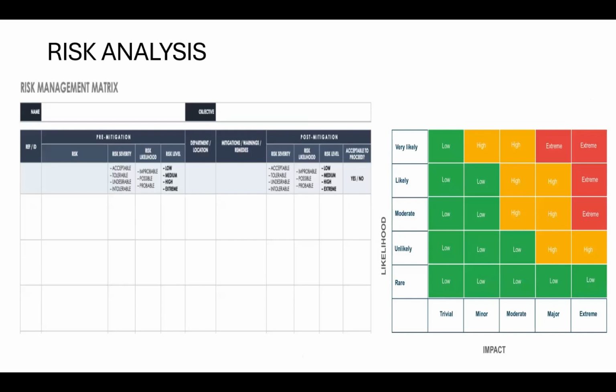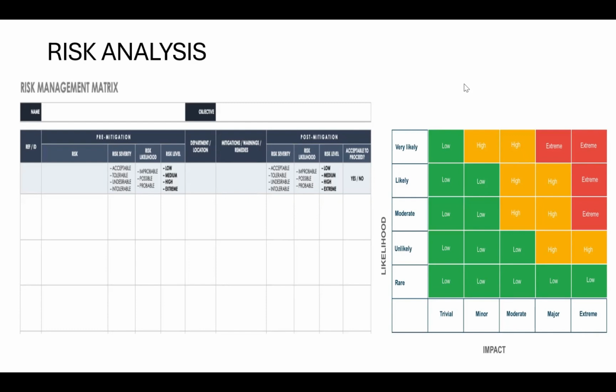Now let's go to the RAID log. I said RAID, RAID stands for what? Did we remember that? RAID log, R stands for risk. A stands for assumption or actions. I stands for issue. D stands for dependencies.